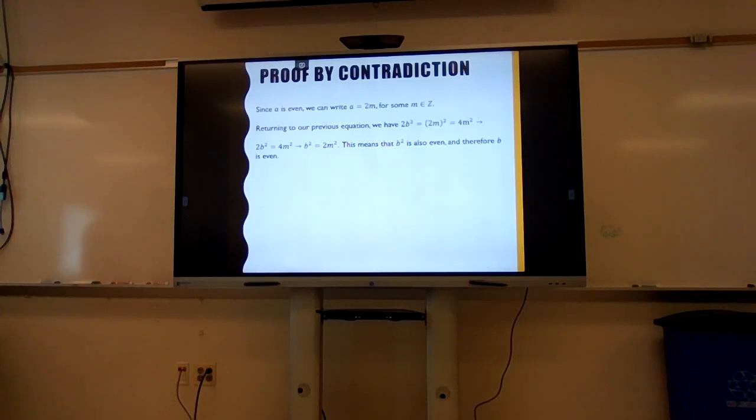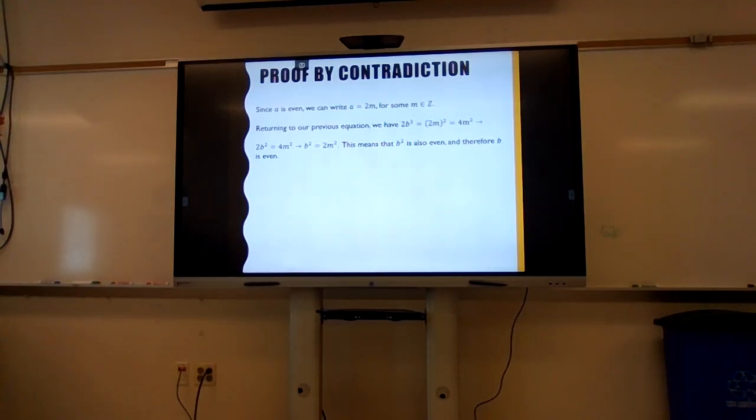Now we do have a problem. Do you see it? What's the problem? James? You can simplify a over b. Right, we had a over b. We said it was the simplified version. There are no common factors. But if a and b are both even, what common factor do they have?